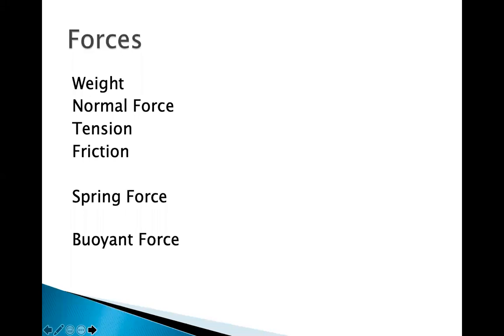In the beginning of the semester, we learned 4 different types of forces: weight, normal force, tension, and friction. Towards the end, we learned spring force and also buoyant force. So these are the 6 types of forces we learned.